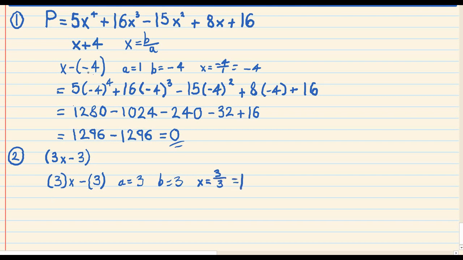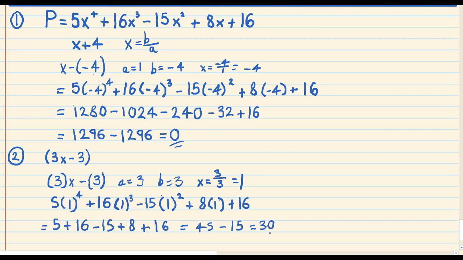Then we substitute this into p, like before, and this equals 30. Meaning, when we divide polynomial p by 3x minus 3, we get a remainder of 30. And since this remainder isn't equal to 0, according to the factor theorem, 3x minus 3 isn't a factor of p.